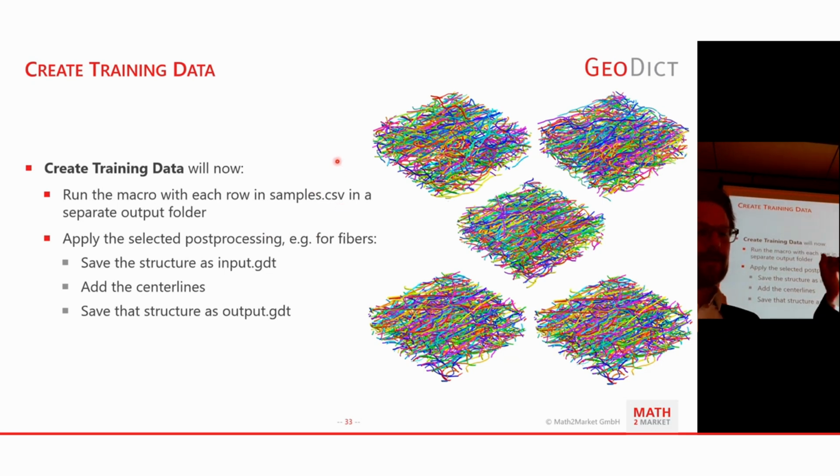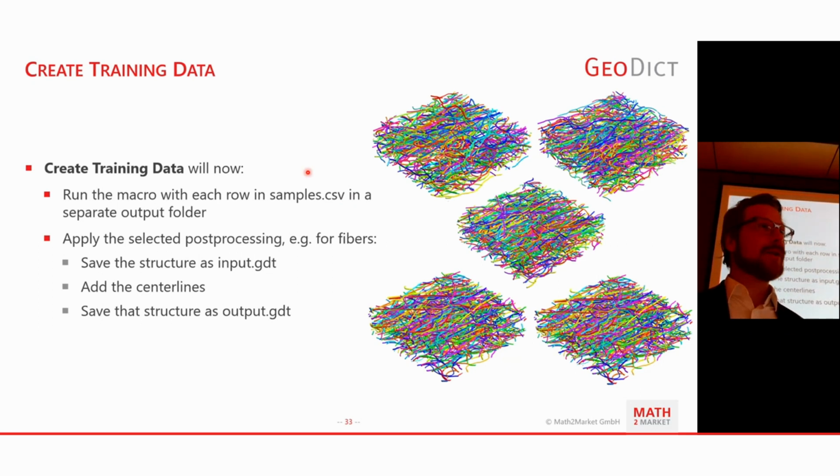And for each of the value rows, so excluding the title, of course, it will generate a structure in a separate subfolder. So we have a train subfolder where the training structures will end up. In the train subfolder, you get a subfolder for each structure. And the same goes for test. And it will also apply the selected post-processing.